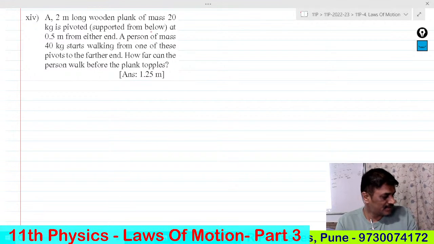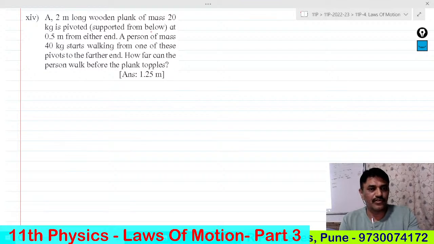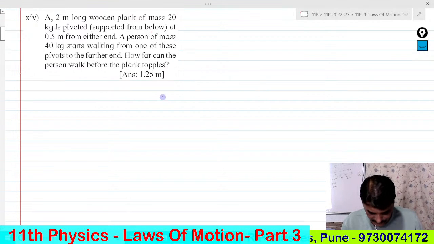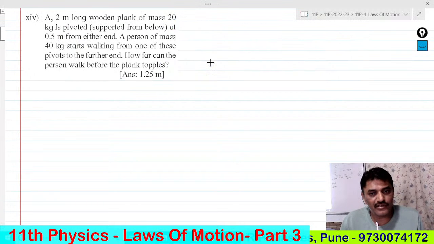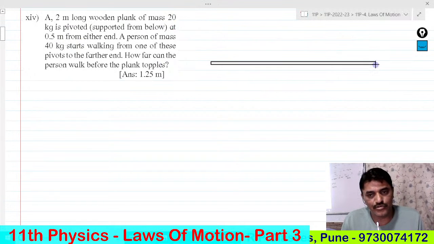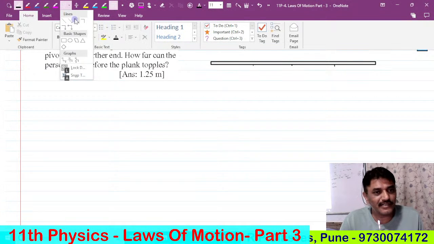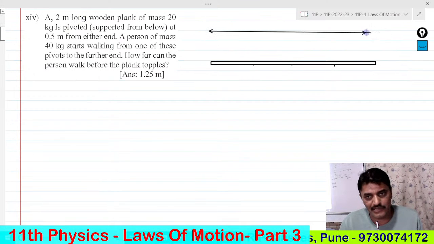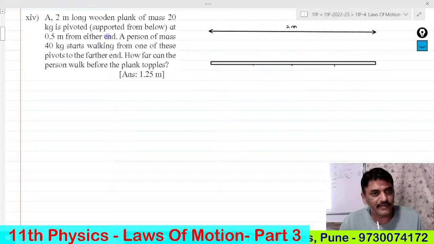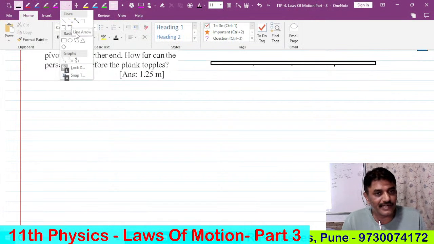After understanding this situation, now I will go for a 2-meter long wooden plank of mass 20 kg. So there is a wooden plank, 2 meters long. The length is 2 meters, meaning the distance from here to there is 2 meters. Understood? It's supported from below at 0.5 meter from either end. So it is supported on either side.